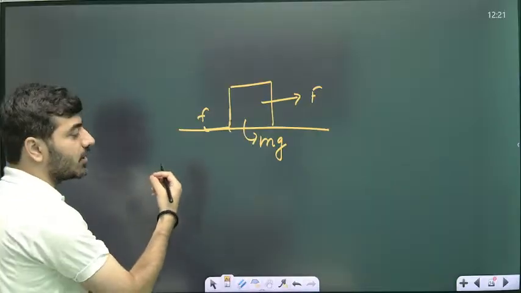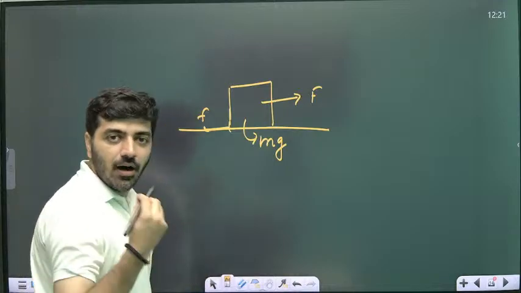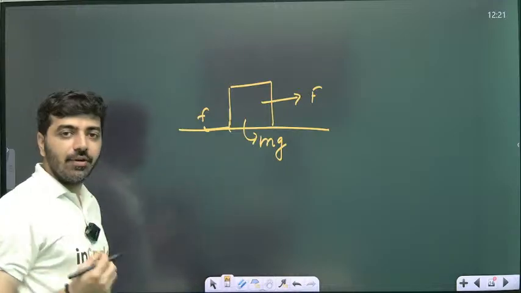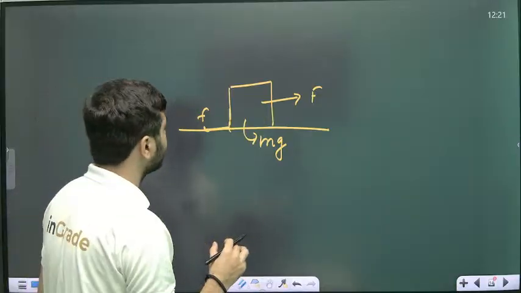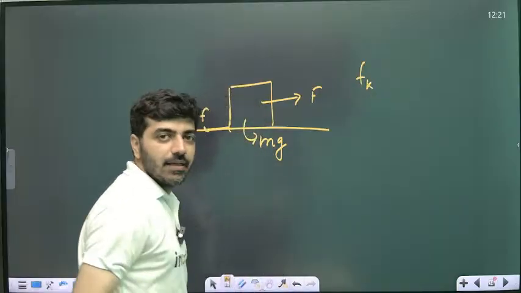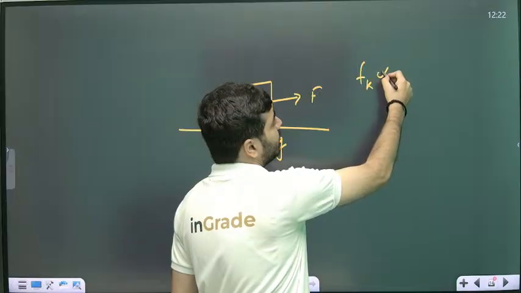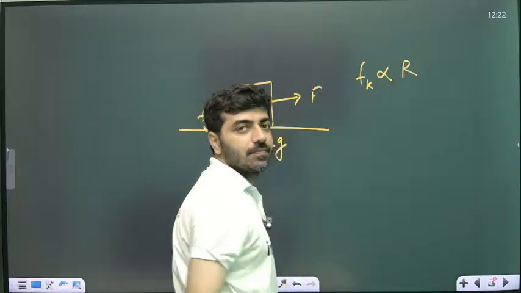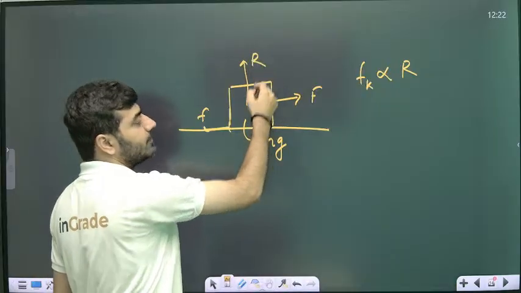Because of that motion, a friction will be acting upon it. We call it a dynamic friction or kinetic friction simply. How do we denote it? Simply Fk. This kinetic friction or dynamic friction is simply proportional to the reaction force. Reaction force of the body will be equal to the mass of that body.